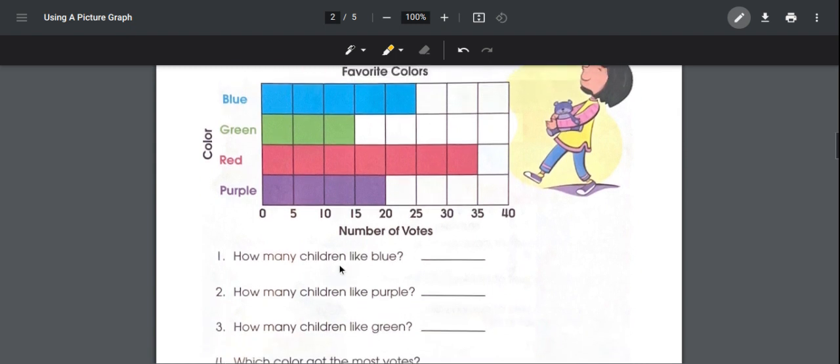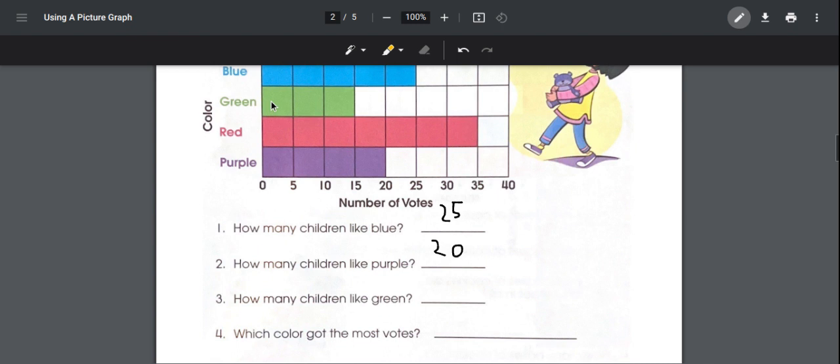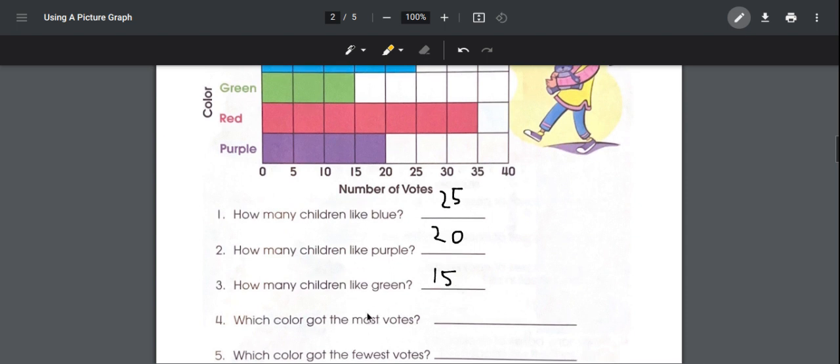Okay, the next one is also just going to be using bar graphs to answer the questions. So number 1, how many children like blue? So we look at blue, and there were 25 children who like blue. Number 2, how many children like purple? Purple, there were 20. Number 3, how many children like green? We look, and there's 15.